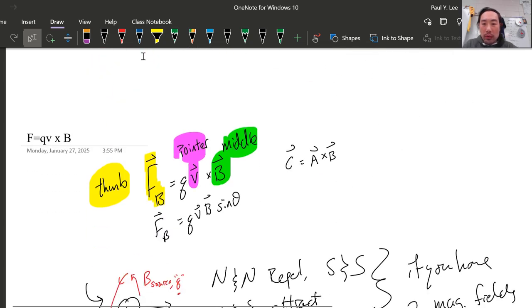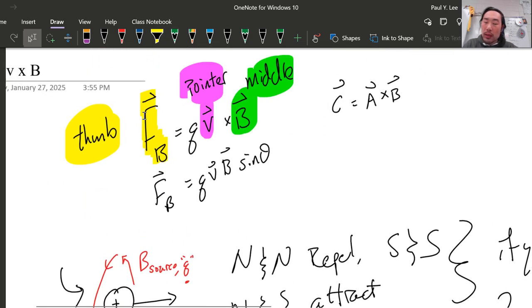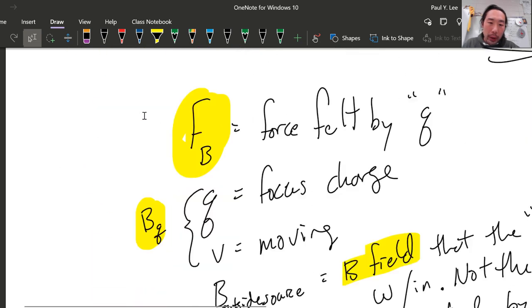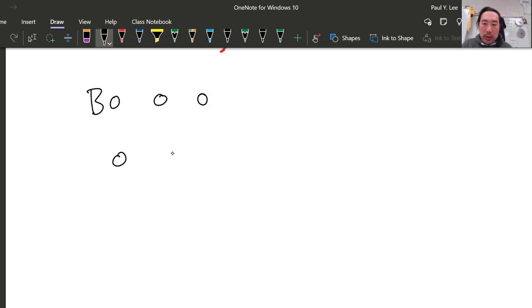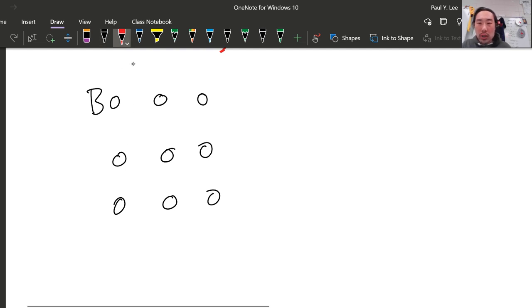As a reminder, for the right hand rule, the thumb will be the force, the pointer finger will be the direction that the charge is moving, and the middle finger will be the field. I'm going to give you several different examples. So the first example, let's say we are in a B field that's out of the page. We have a field like so, and definitely copy these down. You'll see a lot of these types of problems. And let's say we have a positive charge, and it's moving in the rightward direction.